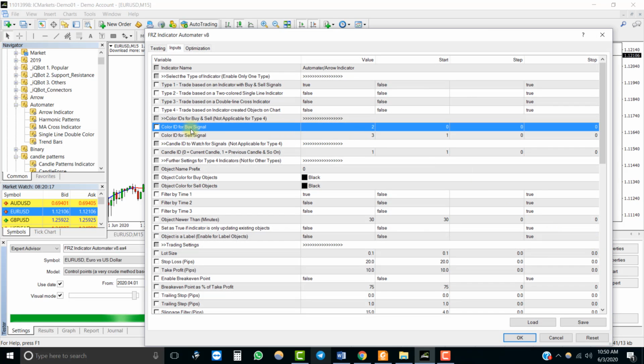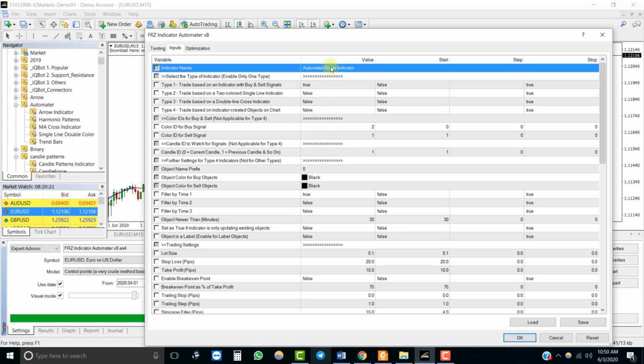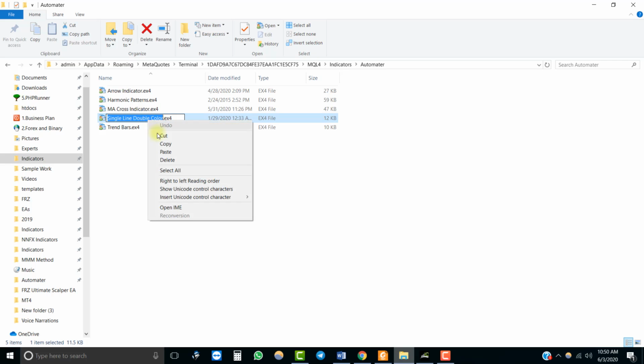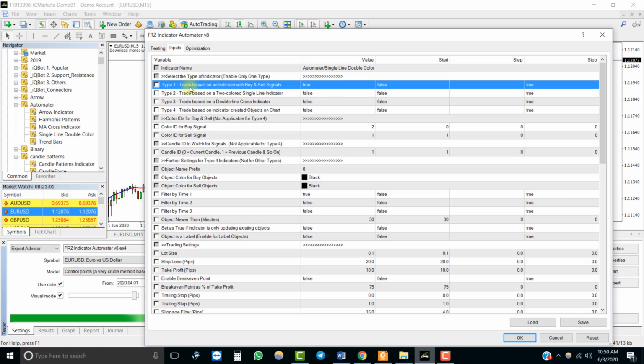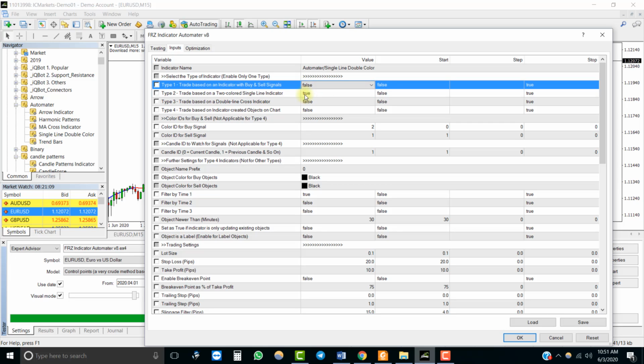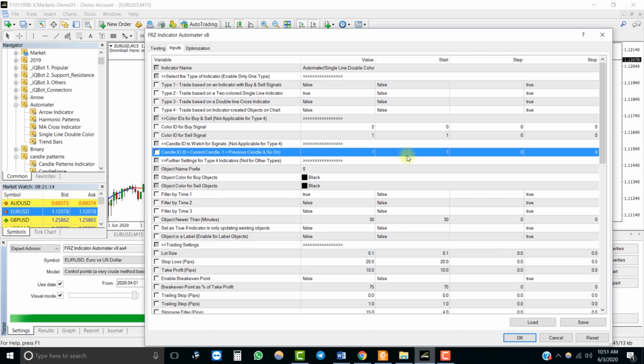Under the settings, we have to map the correct color IDs according to this indicator, and also we have to change the name. If your indicator was directly under the indicators folder, you don't have to specify the folder path. You can simply add the indicator's name there. Now you have to select the correct type of the indicator. This is type 2, so you have to set it as true and set others as false. Let's leave all other settings as defaults.